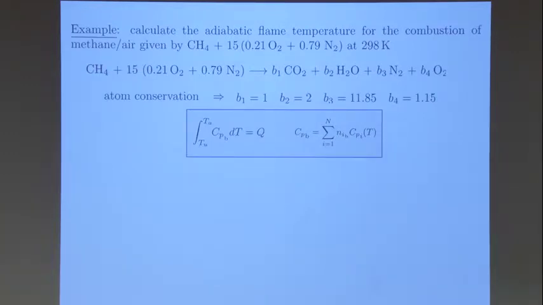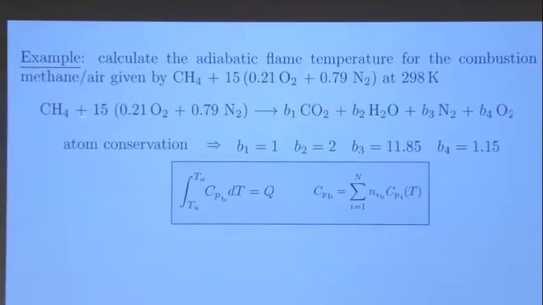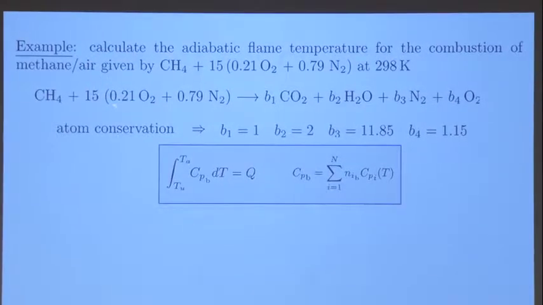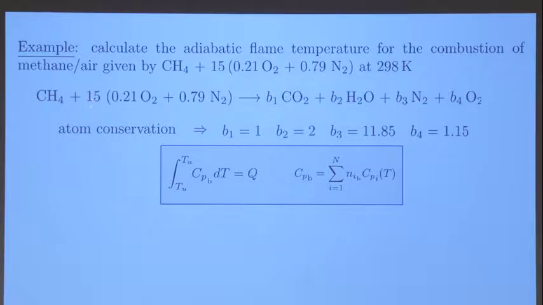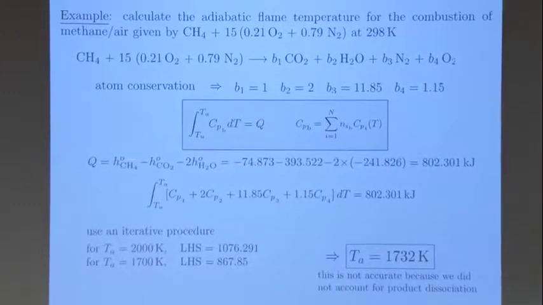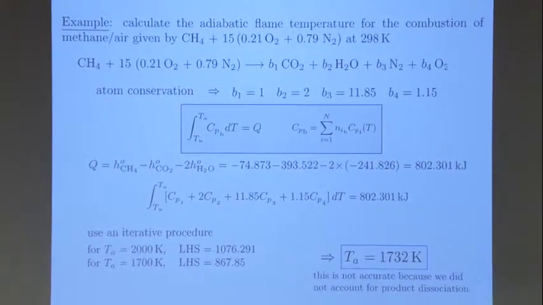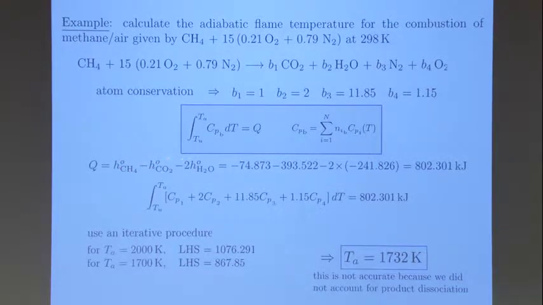So as a quick example, if we look at methane and air, and note that we have 1 mole of methane but 15 moles of air, then the products are going to be a certain quantity of CO2, H2O, N2, and O2, and you can calculate these B1, B2, B3, B4 in this example because it's simple. And now what we want is to calculate the adiabatic flame temperature. We find that Q is equal to 802 kilojoules. It's found in tables, from knowing the specific enthalpies of methane, CO2, and H2O. Note that the specific enthalpies of N2 and O2 are of course zero because they are in their basic state, as we mentioned yesterday.